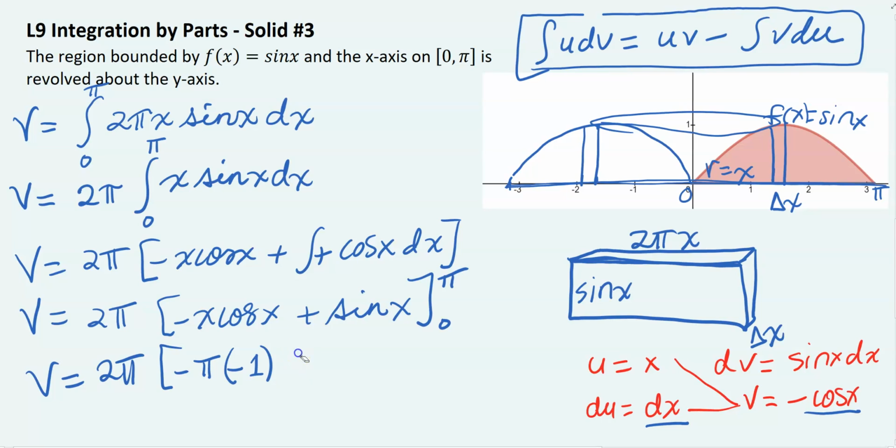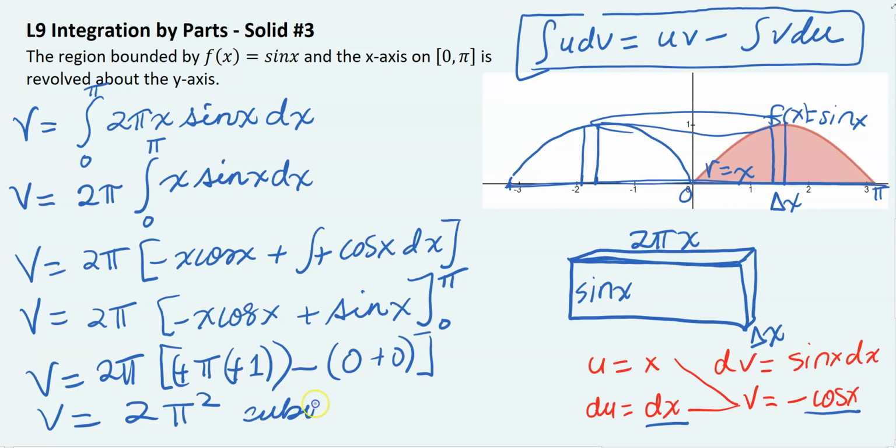Sine of pi is 0. Okay, minus, so that's all in the parentheses here, minus 0, put that in there, that's 0, and then sine of 0 is 0, so that's all good. And we have the volume being negative times a negative, which is a positive. That would be pi, and 2 pi times pi is 2 pi squared cubic units. And that's the volume of that shape right there. Okay, and that is that.